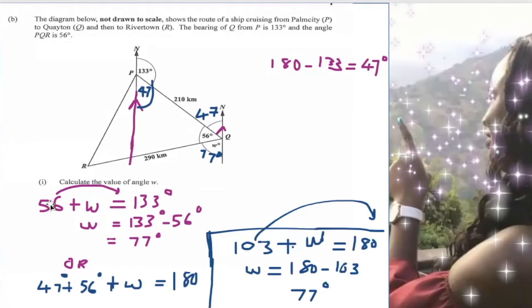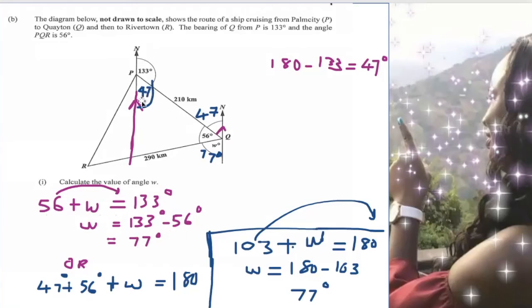So I repeat, there are two ways we can get the answer. The first method, if this is 133, we know that 56 plus W should also be 133 because they're alternate interior angles. So these two should add to give me 133. I'm going to make W the subject, so I carry 56 over the equal sign, so it becomes negative. So 133 minus 56 degrees gives me 77 degrees.